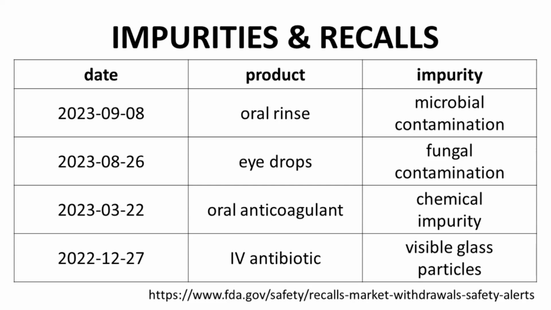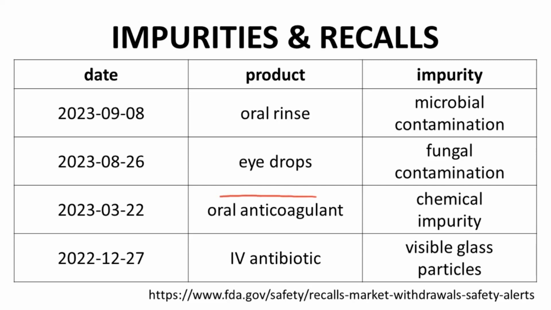The top example involves an oral rinse with microbial contamination. The second example is related with an eye drop product having fungal contamination. Products like these are typically sterile, but if the sterilization process is not complete, you can observe contamination of an entire lot of product. Fungal and microbial contaminants are especially likely in aqueous solutions, such as eye drops.